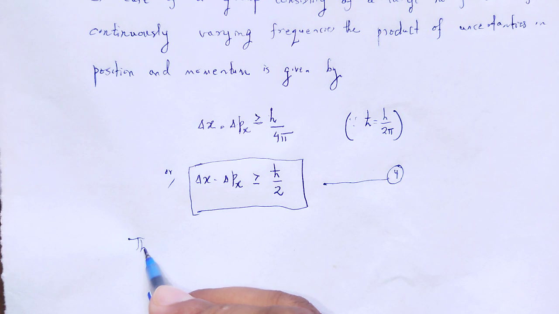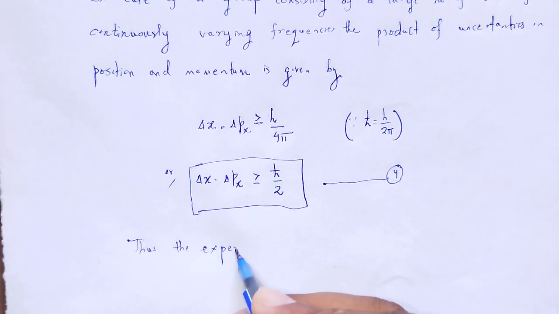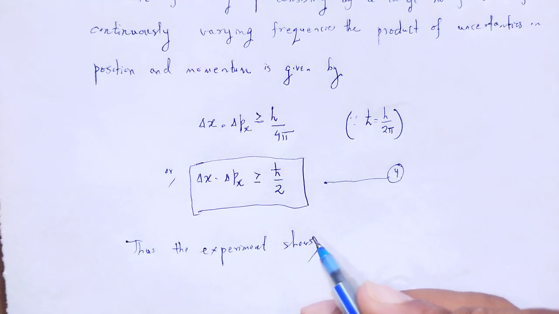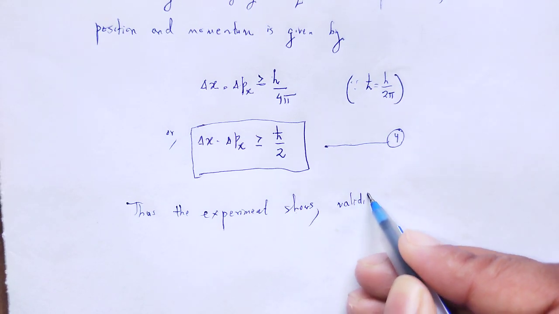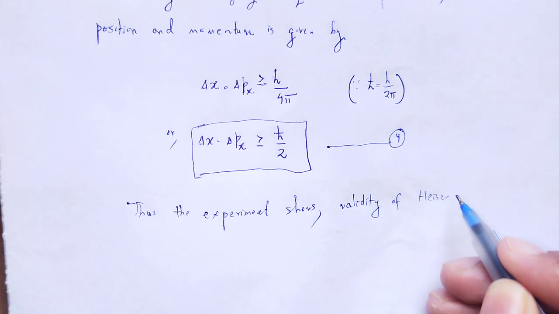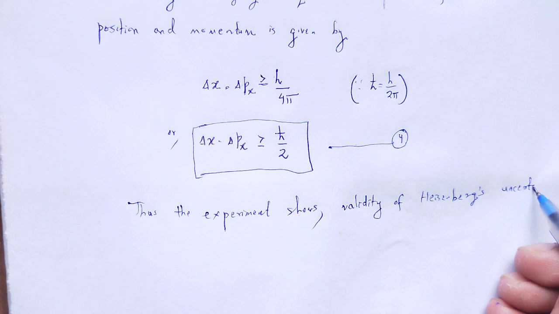Thus, the experiment shows validity of Heisenberg's uncertainty principle.